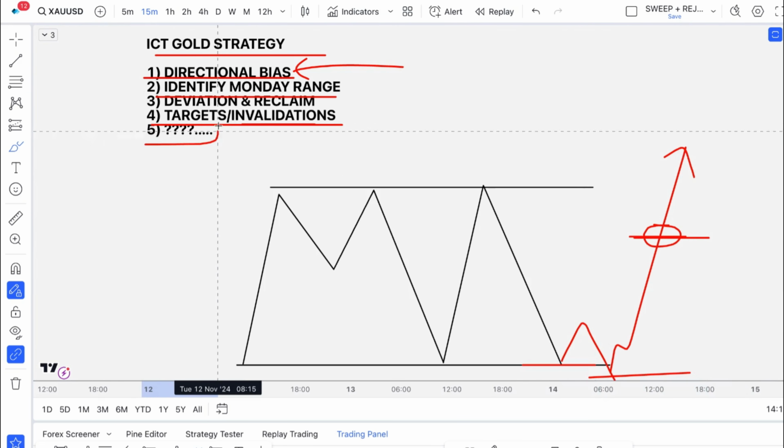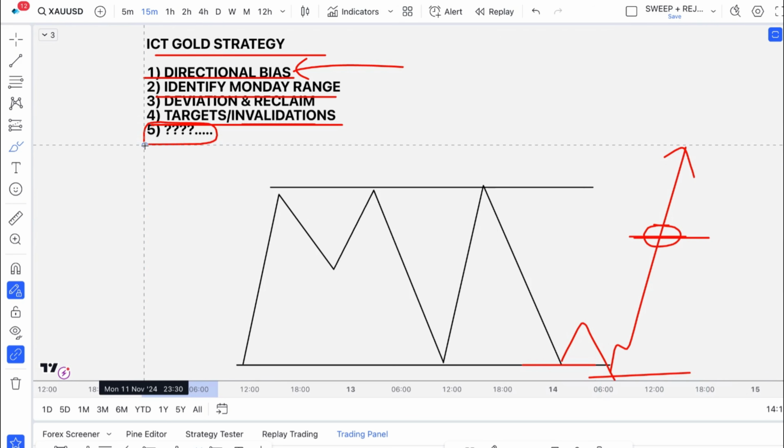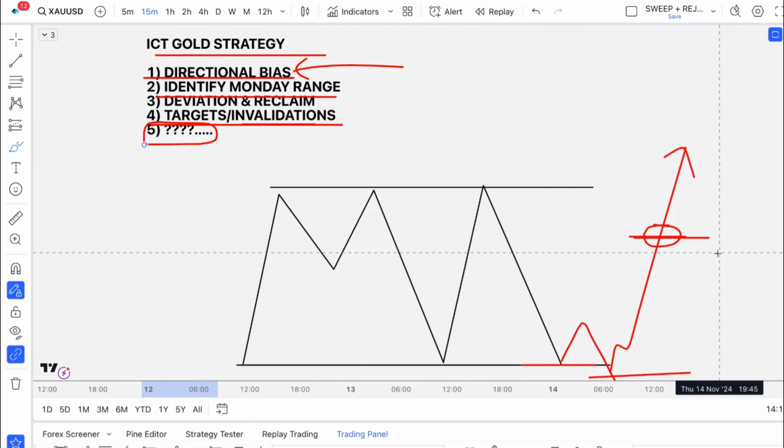And then that really leads us on to step number five, where it's really up to yourself, okay? You need to go and backtest this strategy, forward test it for yourself. And it's really up to your risk appetite in terms of how long and how far you want to allow these trades to run.